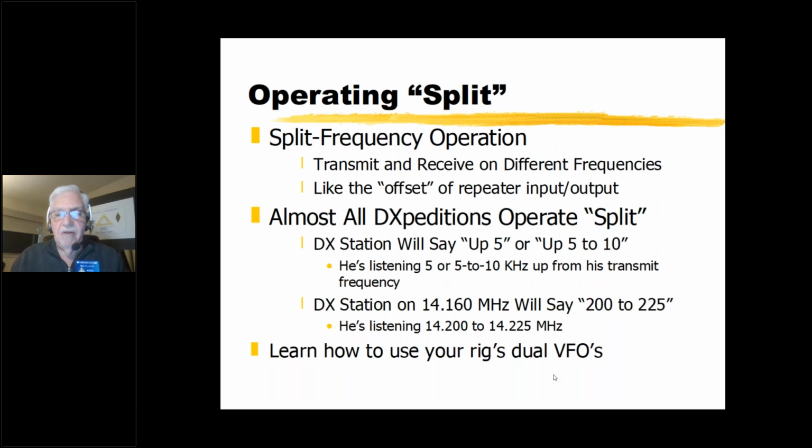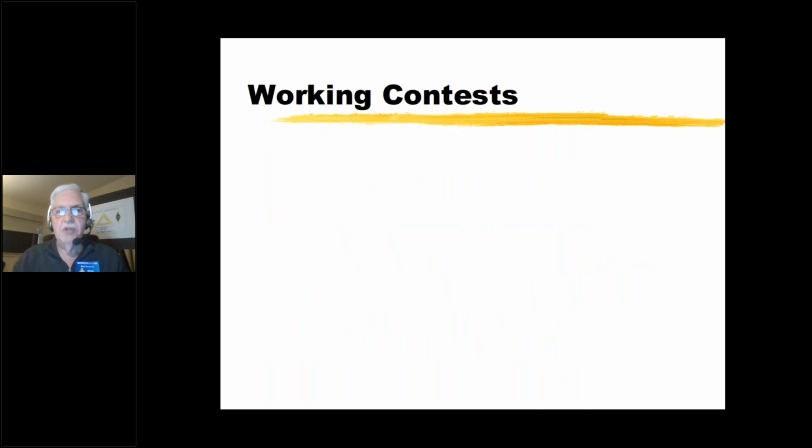To do this, you need to learn how to use your rig's dual VFOs. Almost all current model HF radios have dual VFOs. Back in the day, a second VFO, an external VFO, was an extra cost accessory, but you need to learn how to operate your A/B VFOs to work split.